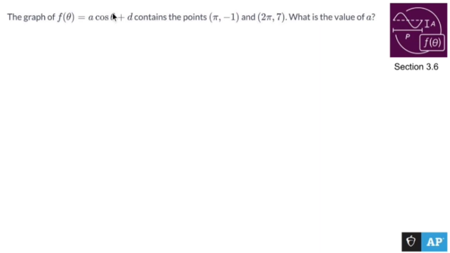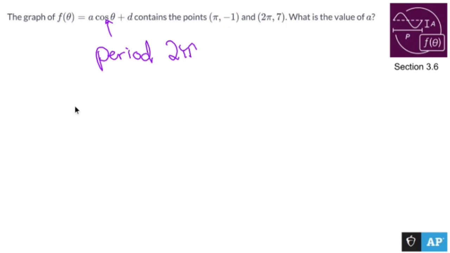Well, good news. We don't have any b or c here, which means in this case, the frequency is 1. And if the frequency is 1, the period is the standard 2 pi, which is good news. Now, why does that affect us?